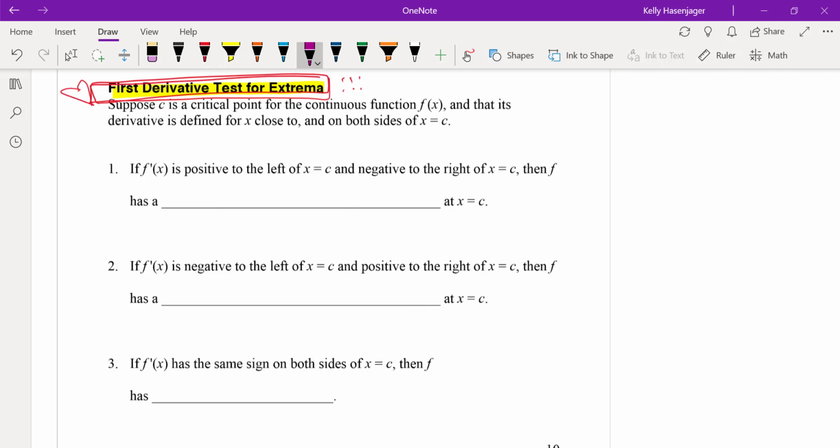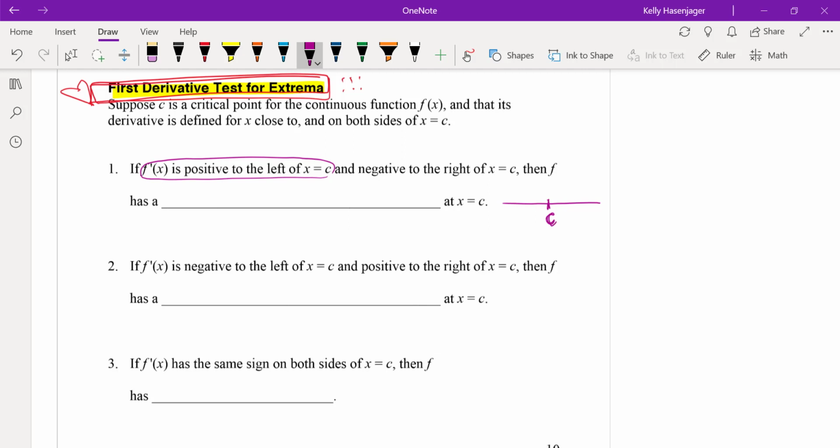Suppose that c is a critical point for our continuous function f of x, and that its derivative is defined for values around that critical point as well. So we have our critical point at c, and we're going to look at the tendencies to both the left and right of our critical value c. So part 1 is talking about having a positive derivative to the left of our critical point.